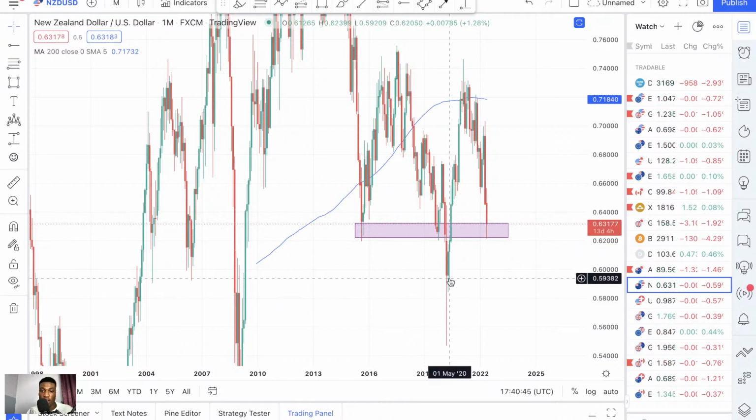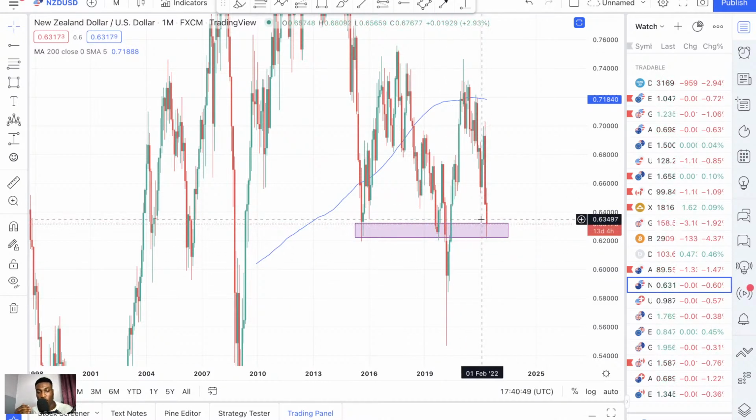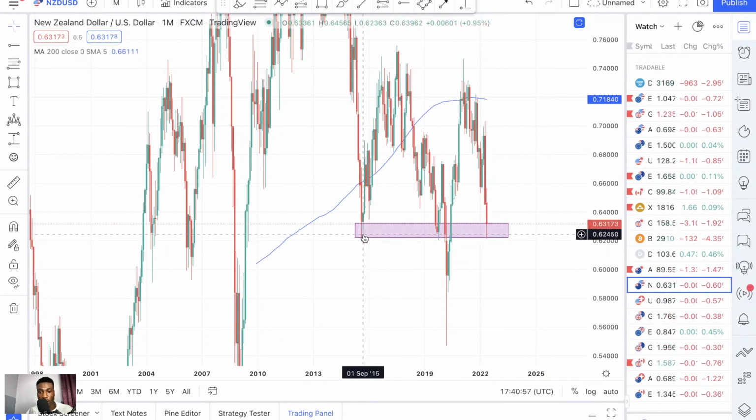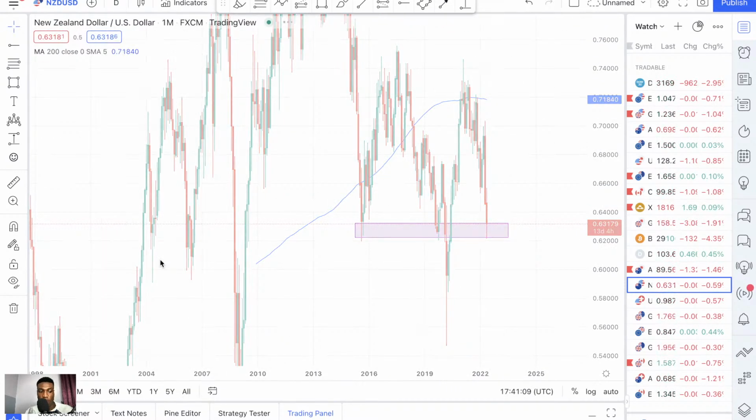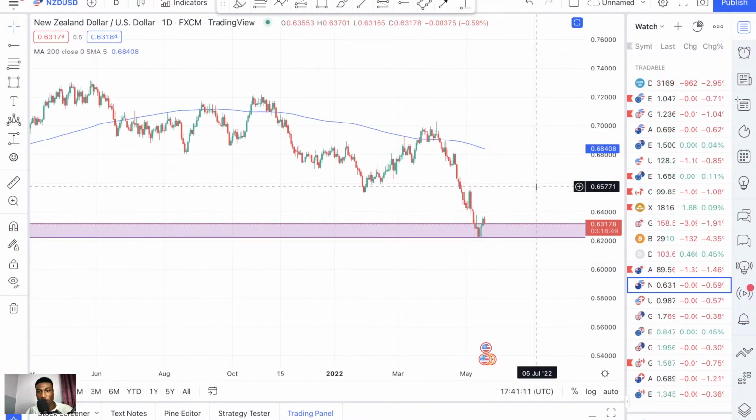It broke out of this level, went back in, and came back this month to make a test at that key support level, right? We're seeing pullbacks, which is what happened here and here and here. But this is not a direct indication that the market is going to shoot back up. I'm just going to go to the lower time frame. Let's go to the daily time frame, right?